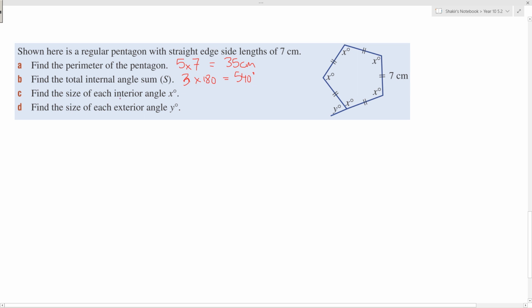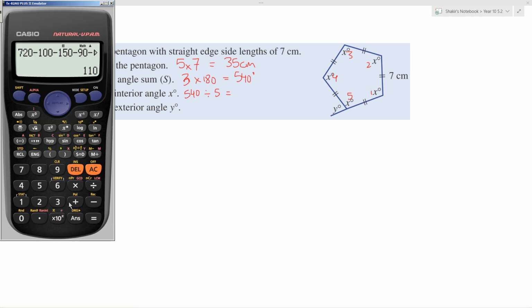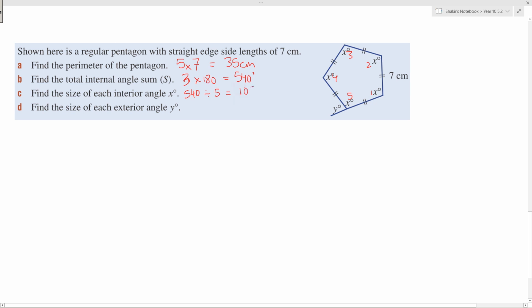Find the size of each interior angle. All of them are going to add together to get 540, and there are 5 of them, and they're all equal. So 540 divided by 5 should give what? Let's just do it. I'll double check my previous answer as well. Yes, it was 540. So 540 divided by 5 gives 108 degrees. Each of them is going to be 108 degrees.